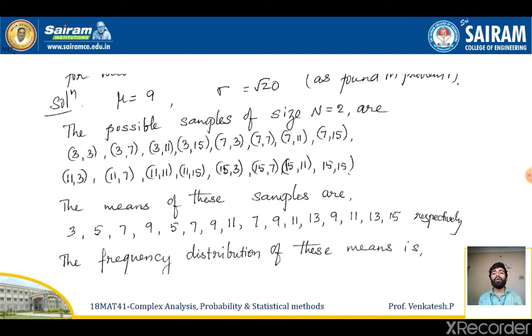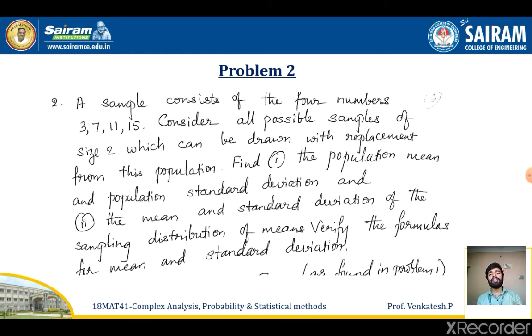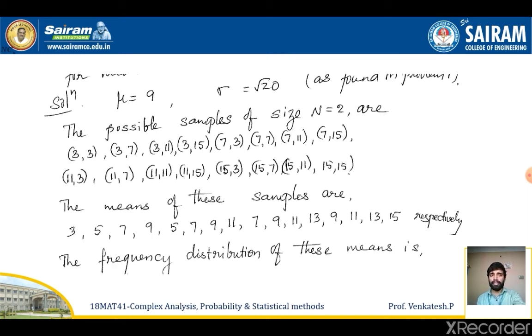Now I want to make all the possible samples of sample size n equal to 2. Since it is with replacement, I can repeat the numbers. So I get the samples 3,3; 3,7; 3,11; 3,15. Again with 7: 7,3; 7,7; 7,11; 7,15. Again with 11: 11,3; 11,7; 11,11; 11,15. Again with 15: 15,3; 15,7; 15,11; 15,15.